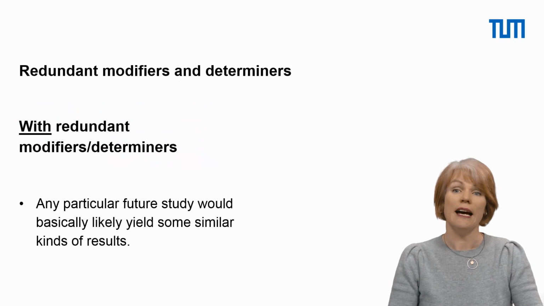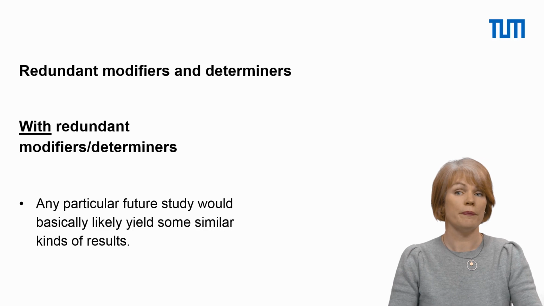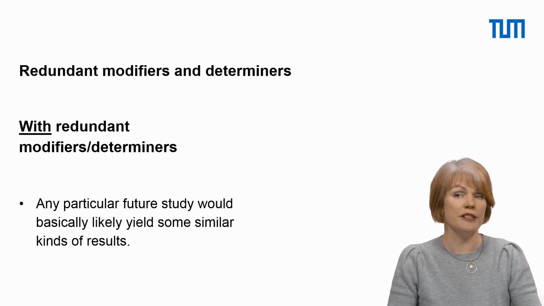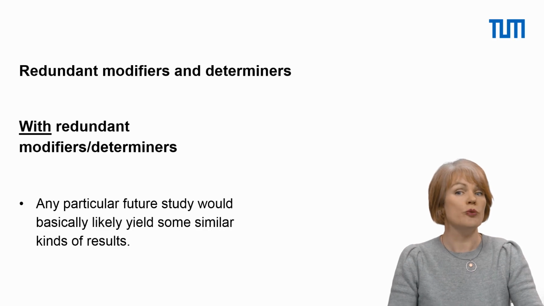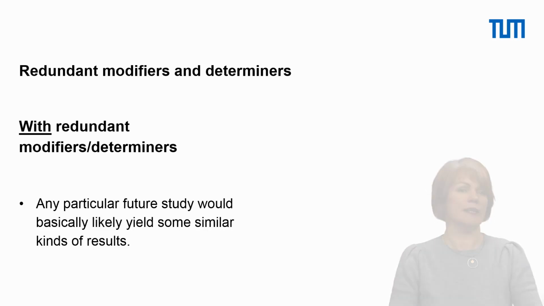Let's have a look then at how some of these words might be used in a redundant manner. Here we have a sentence which contains several redundant modifiers and determiners. And now you're up. What I would like you to do is to pause the recording and rewrite the sentence to eliminate those redundant modifiers and determiners. Okay, so pause here, rewrite the sentence, and come back when you're ready.